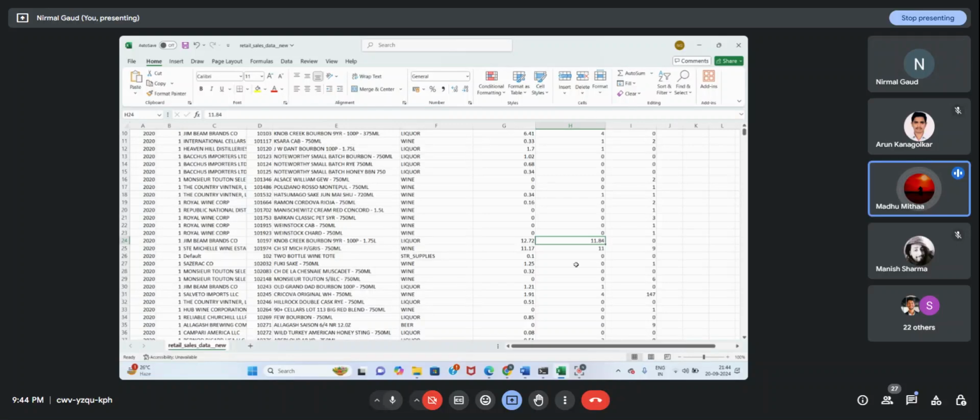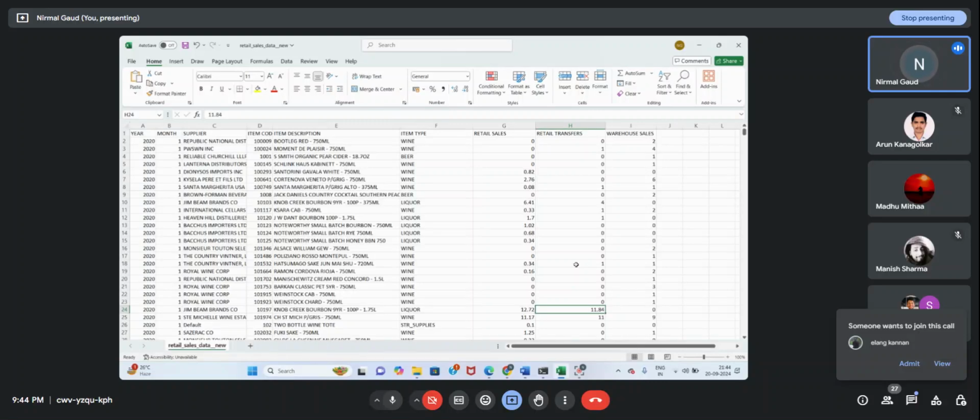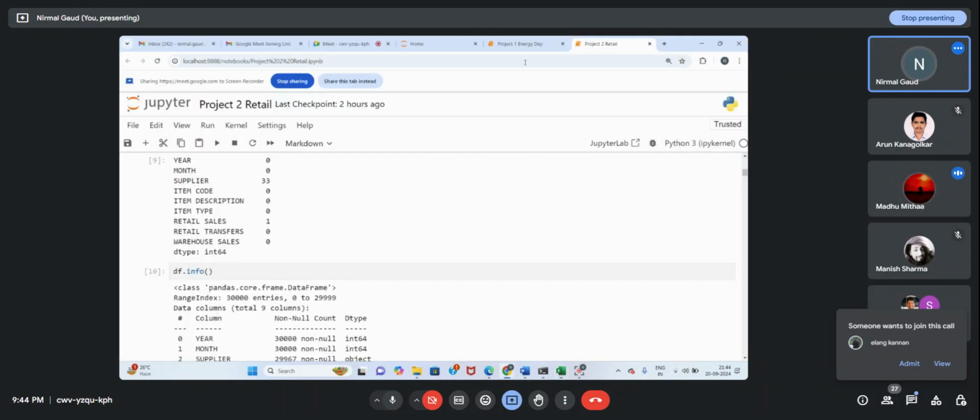Then what would be the difference between retail sale and retail transfer if both represent the same? There is no difference. Again, Madhumita, that will be caught in the analysis. Both are directly proportional. Almost the same, 80% they are correlated to each other. And I have dropped retail transfer in the further analysis. Okay, that will come out of the analysis.